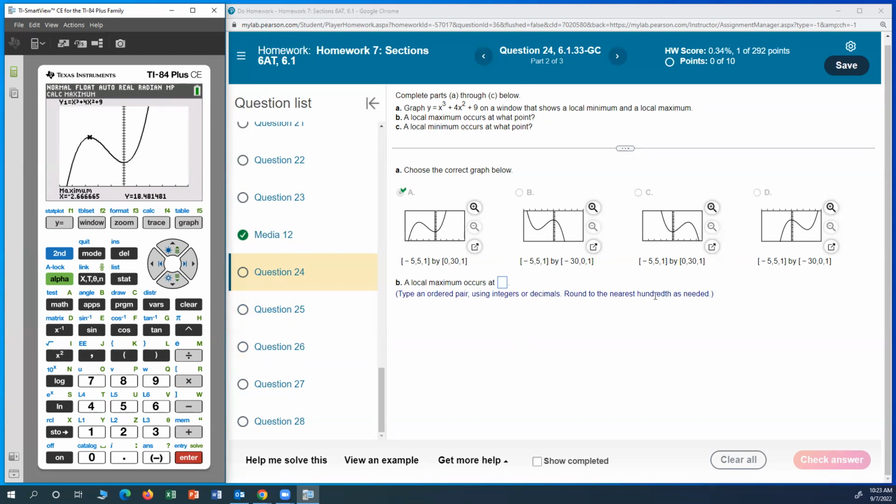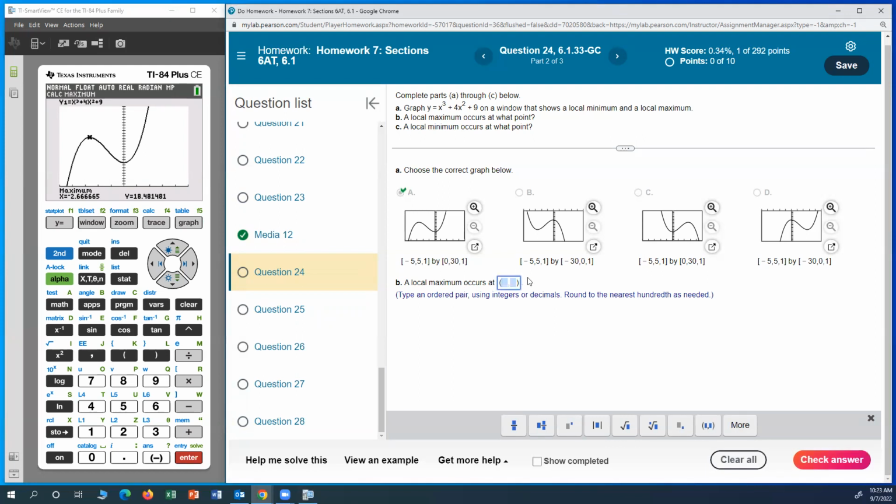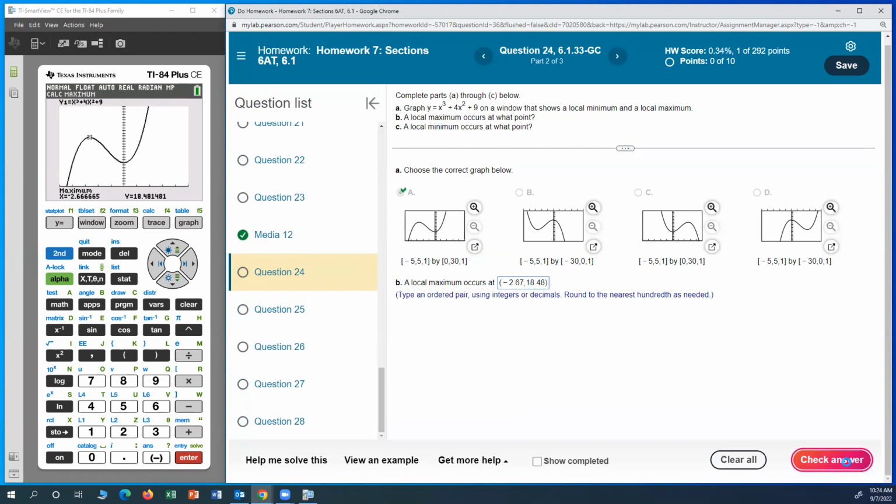And it says round to the nearest hundredth, which is 2 decimal places. So I'll go ahead and put in the -2.67. X value always gets listed first. And then the Y value is 18.48. Okay, perfect. You would not get that if you just hit trace on your calculator. You want to actually go to second, trace, and that gets you to your calc menu.